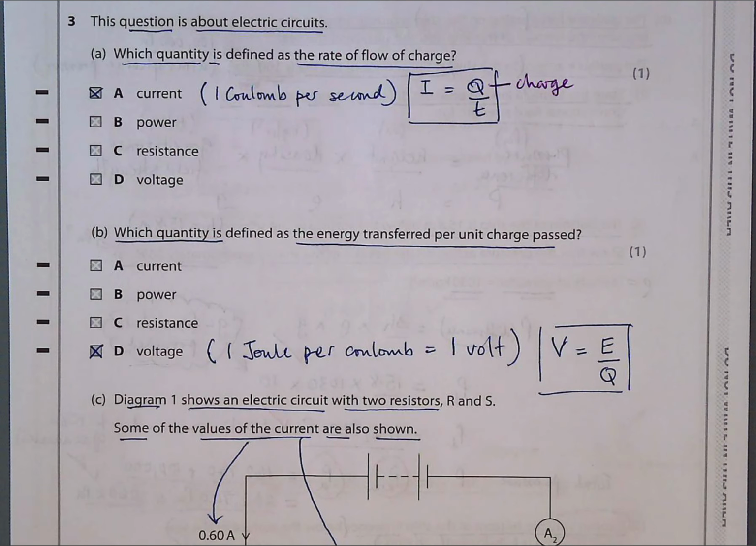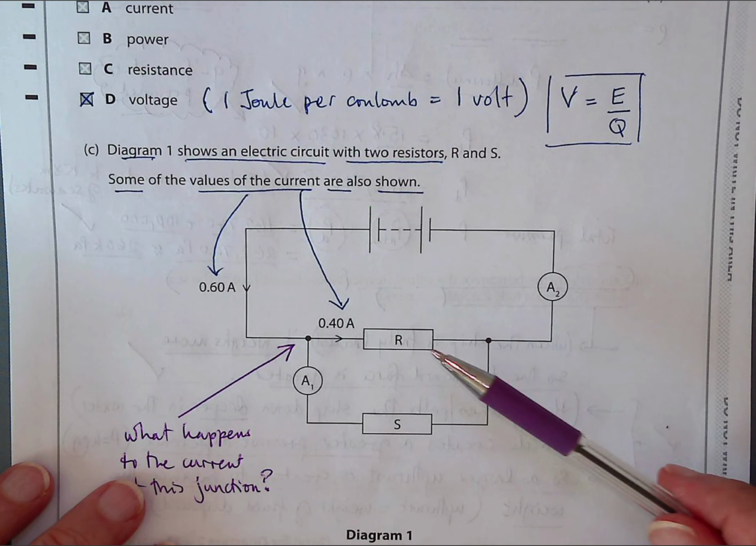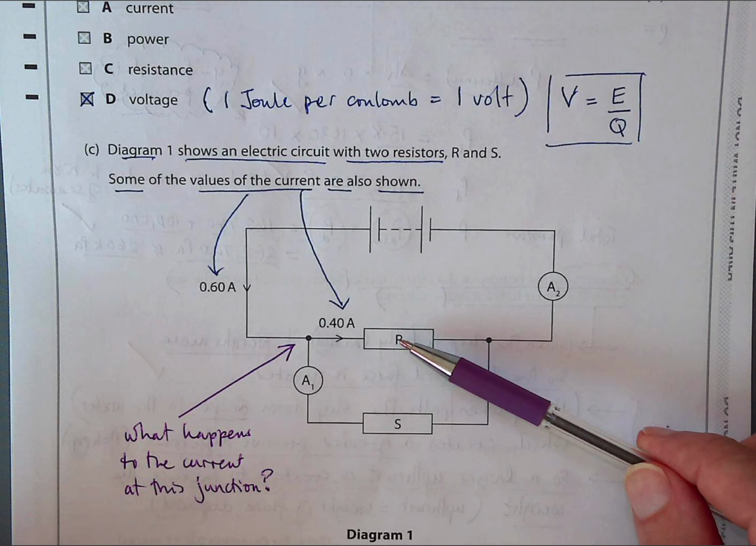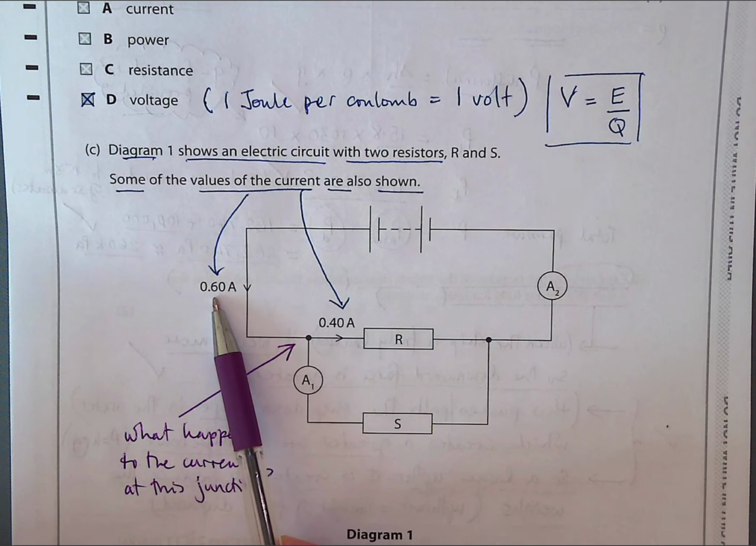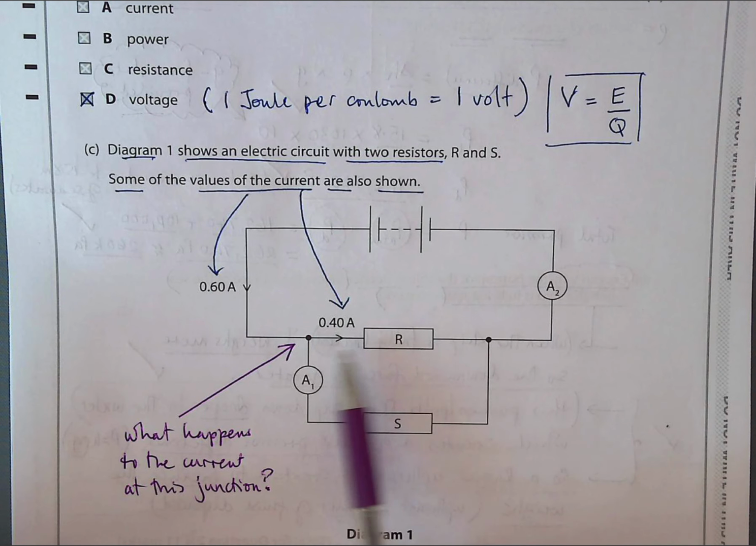Okay, so question 3, we did part 1, which is definition of current, part B, definition of voltage as 1 joule per coulomb, and then they gave us a circuit with 2 resistors in parallel. So the 2 resistors in parallel in this diagram are R and S. Okay, so they're showing you the values of the current coming from the battery. So this is a battery, and some of the current goes through R, so that means the rest of the current will go through S.